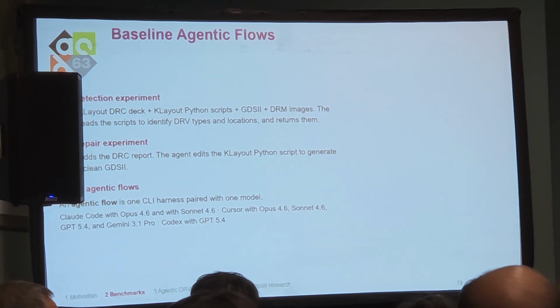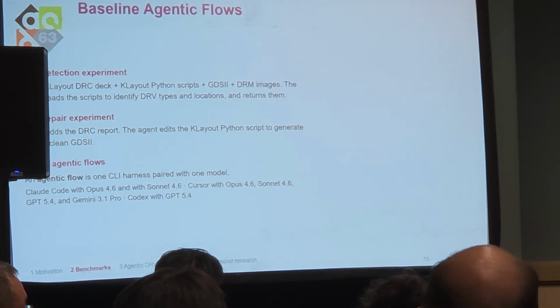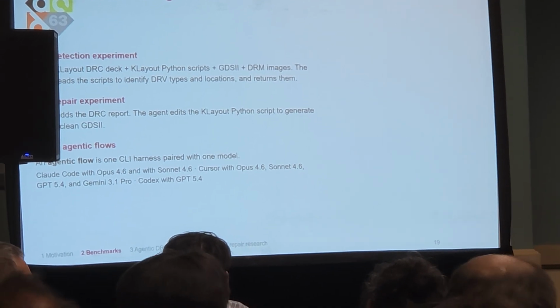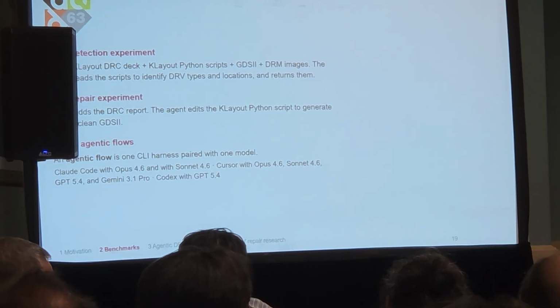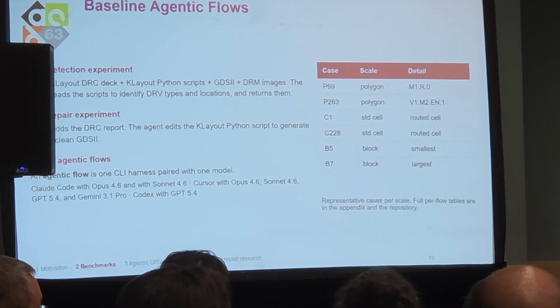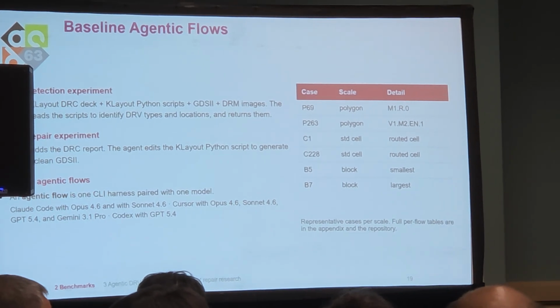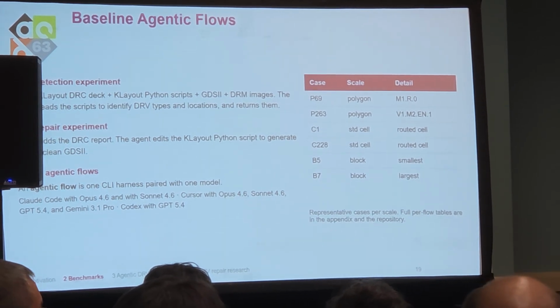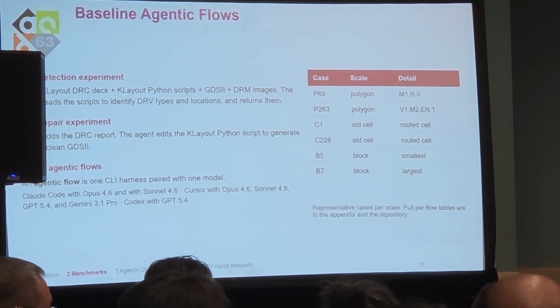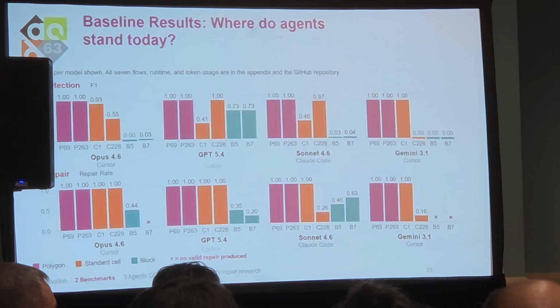And we go through each of these tasks, both the detection task and the DRC fixing task. The complete results of all flows are provided in the appendix of these slides and also on our GitHub repository. But I'll present a few results on a few sample test cases spanning polygon, cell level, and block level test cases.